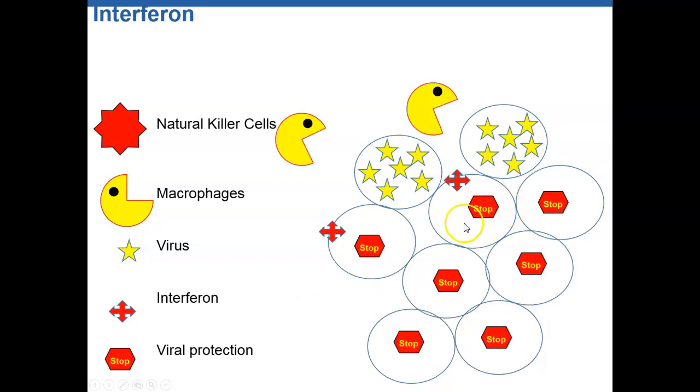And this is going to stop virus replication. So the virus will kill these cells possibly, but the viruses can't get in and take over the cell's machinery in these neighboring cells.